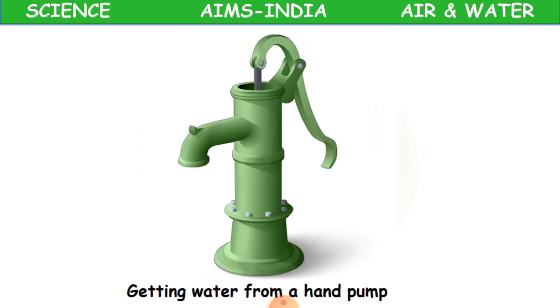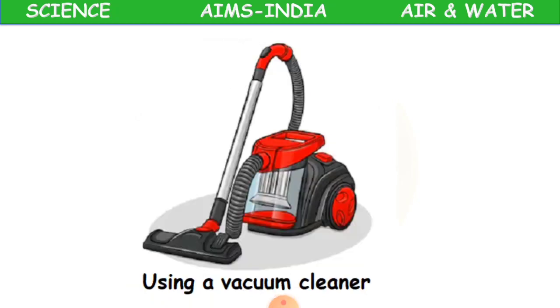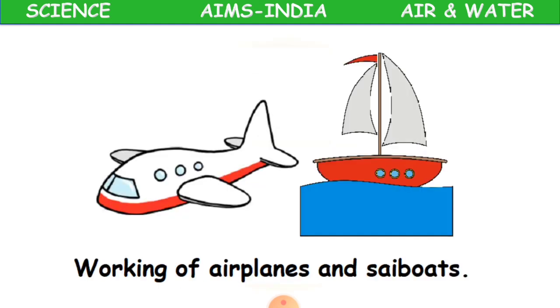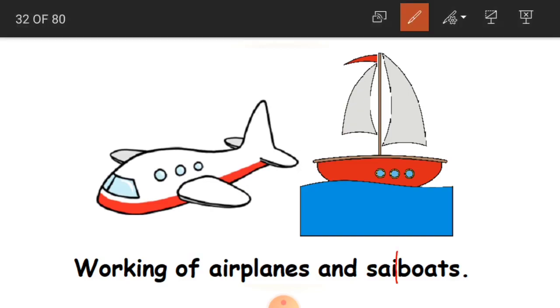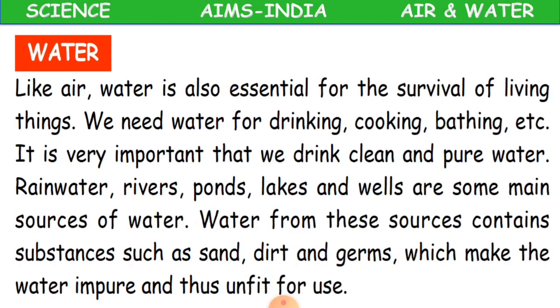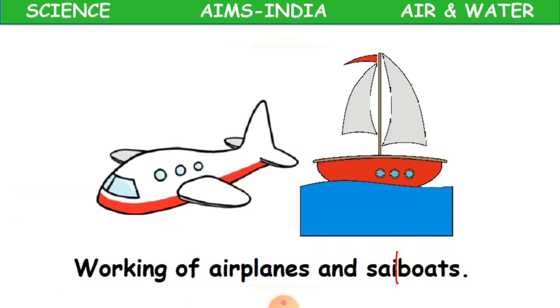Even getting water from a hand pump. When we just pump the hand pump, we'll get water. So this is also because of air pressure. Using a vacuum cleaner. Okay, so all this, and the working of airplanes and sailboats. Okay, this is sailboats, children. SAIL, sailboats. So how do aeroplanes and the sailboats work, children? Because of the air pressure. Now as the air pressure goes, even they change their directions. Okay, clear children? So this is what we have learnt about the air pressure, and we'll be going to learn about water. Okay children?